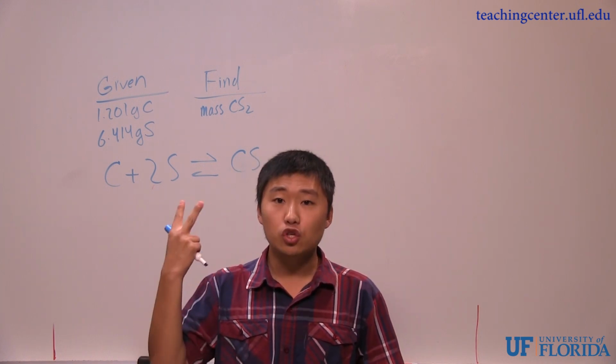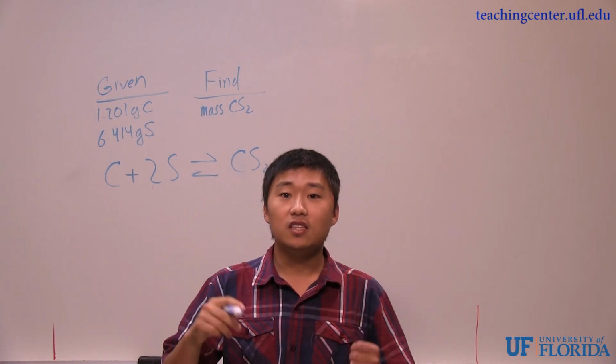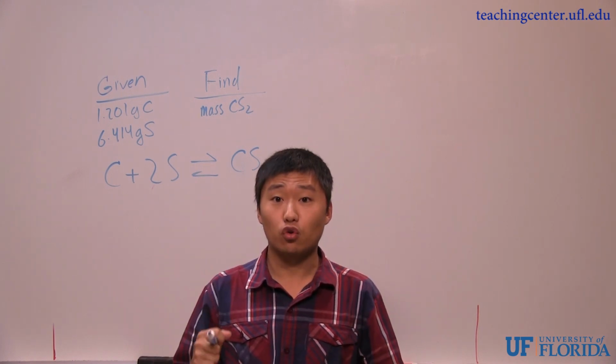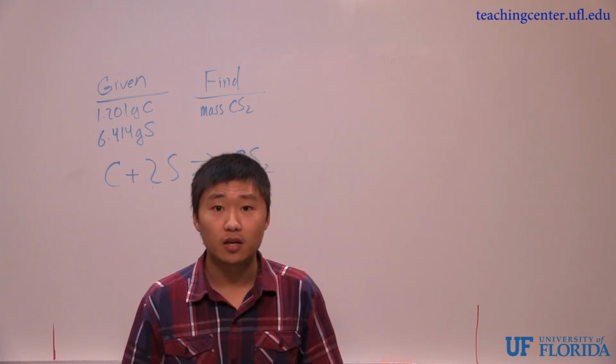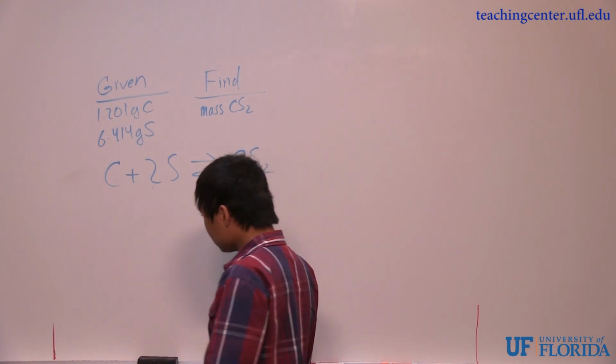So whenever you have 2 different amounts of reactants, the reactant that runs out first is your limiting reactant. And that is what determines how much of a product you can make. So let's see what happens here.